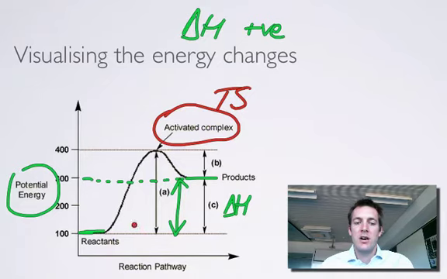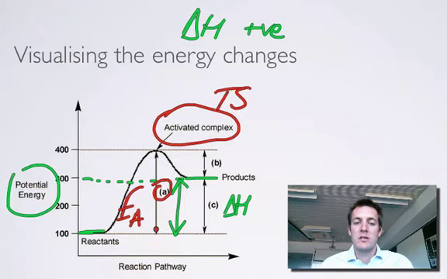And here, once again, we can see that there is an activated complex, or the transition state, and the difference in height between the reactants and the top of this hump, or in other words, the amount of energy we have to put in to get the reaction started, on this diagram is labeled A. That's the activation energy, EA, okay?